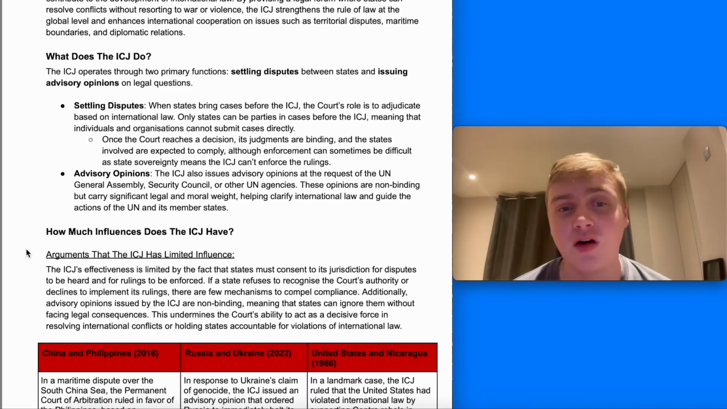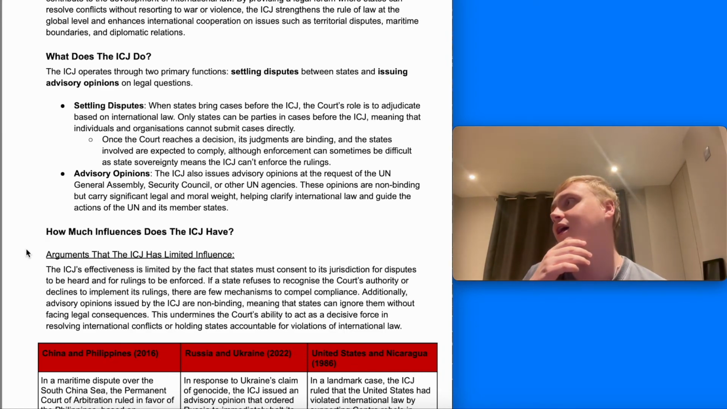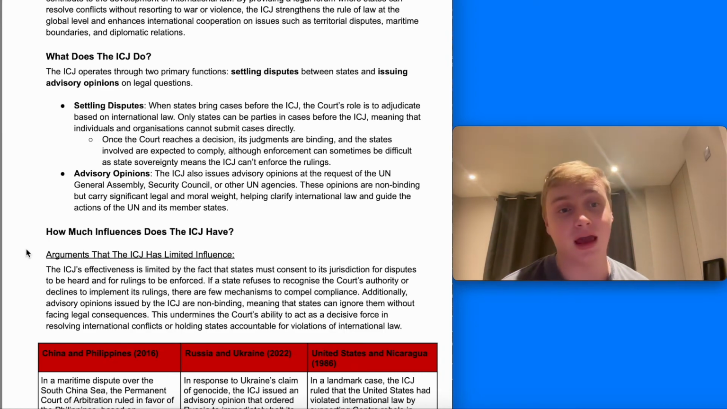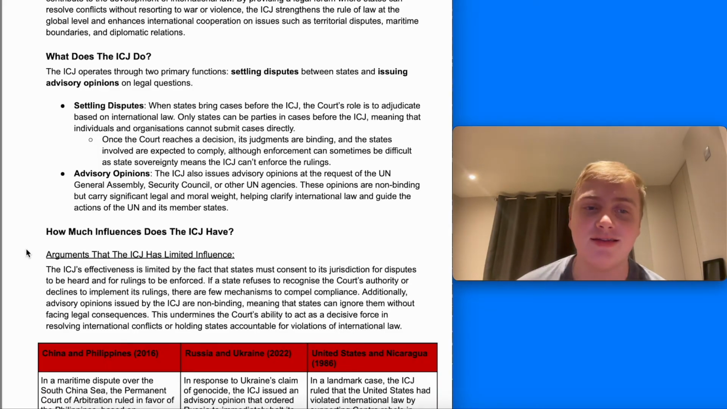It also issues advisory opinions at the request of the UN General Assembly. And this can be where, even when states don't bring cases to it, they don't consent to being part of a case. And these are non-binding but carry significant legal and moral weight.